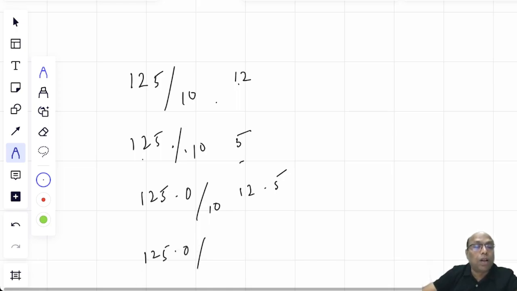125.0 modulus 10, what am I going to get? An error. So a question might come into your head right now: sir, 125 can never be a float. Yeah, it can be a float. When? You can say it like this.